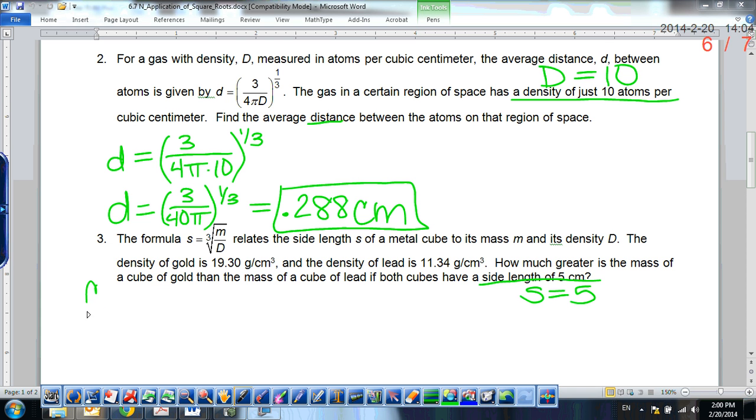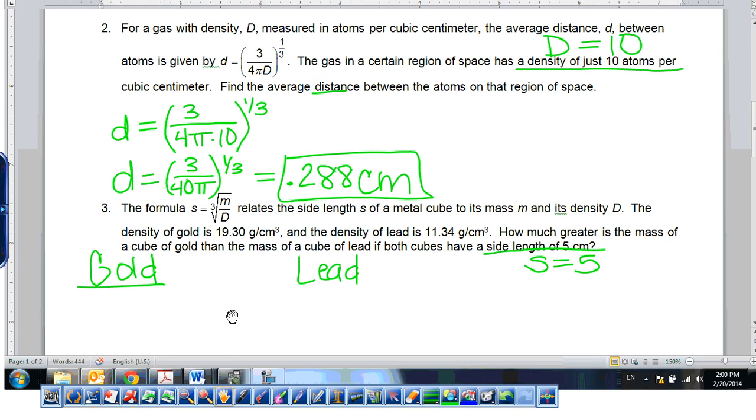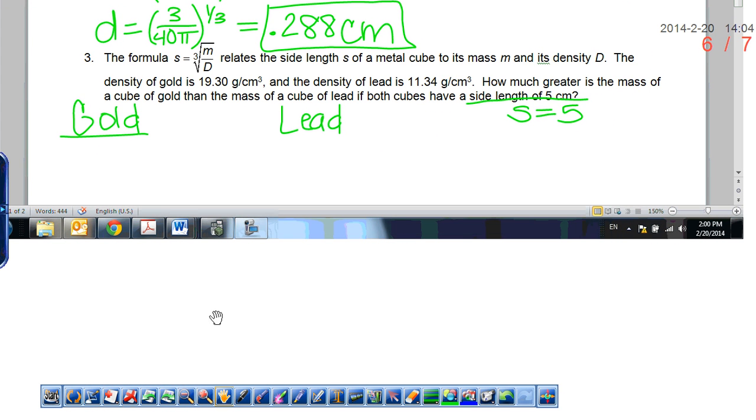All right, and we're going to have to find our mass of gold, and we're going to have to find our mass of lead. So what is the equation I'm going to set up for gold? Good. And what would be the equation I'm going to write for lead? Good.